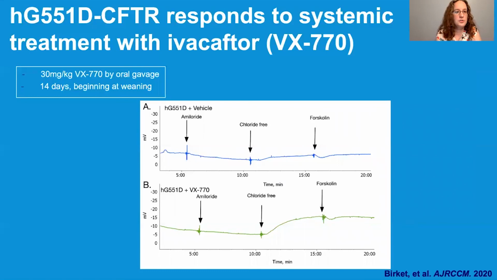We also wanted to ensure that this rat responds to systemic treatment with ivacaftor. And to do this, we treated rats with 30 milligrams per kilogram VX-770 by oral gavage for 14 days beginning at weaning. The G551D rat without treatment expresses a very small response to chloride-free ringers on nasal potential difference, whereas the G551D rat treated with VX-770 has an expected increase in CFTR activity as seen by the change in potential difference after chloride-free ringers.